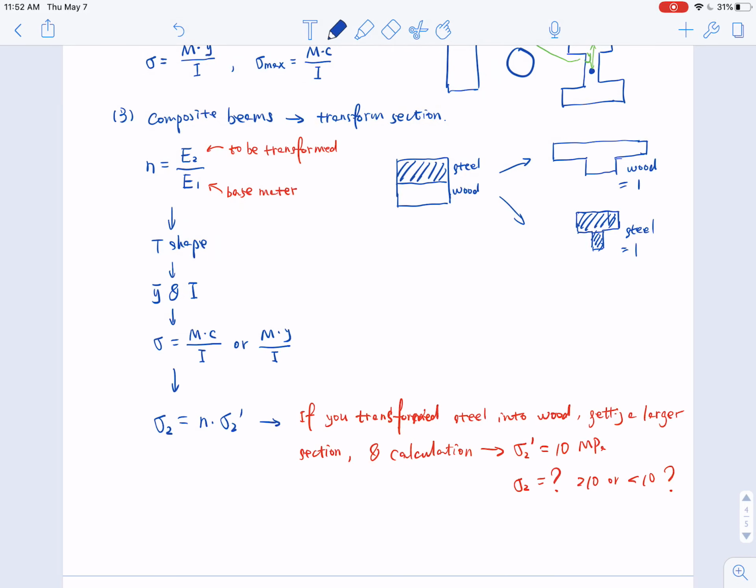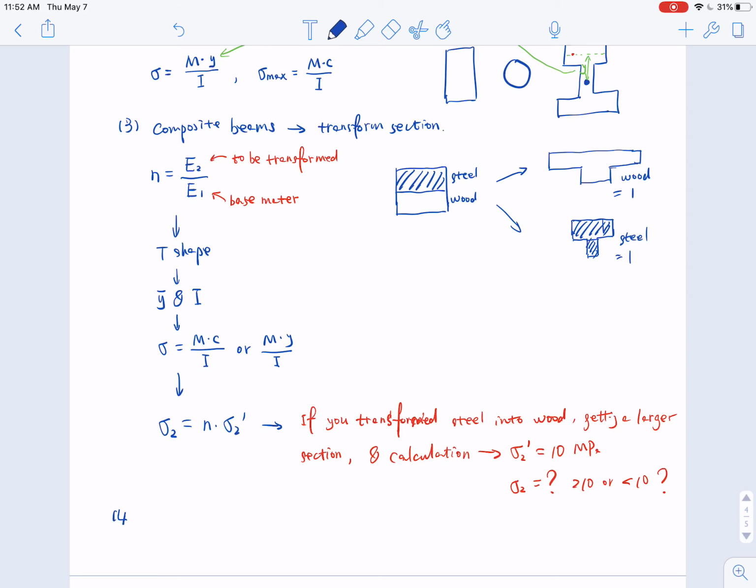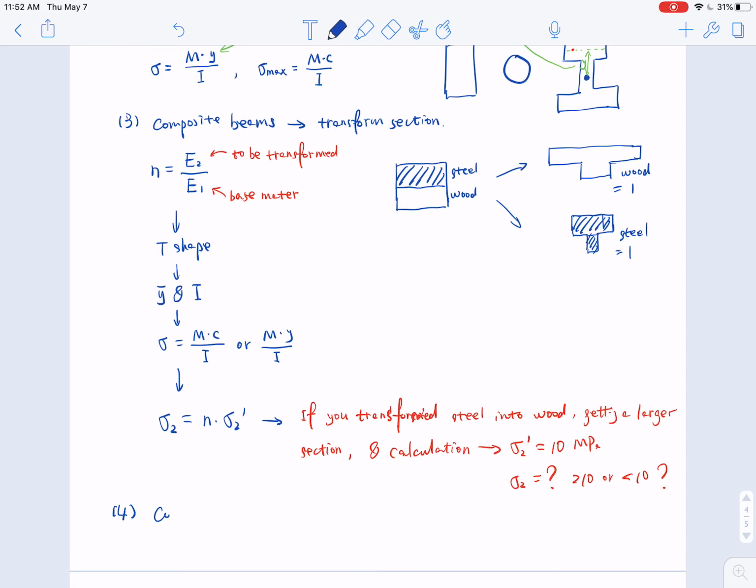Then the fourth part of this chapter will be combined loading. In chapter 5, we just gave simple combinations, and that is M plus P. We have learned more in chapter 10, so I will not review this here. I will just combine this section in chapter 5 and chapter 10 together and review them together. Okay?